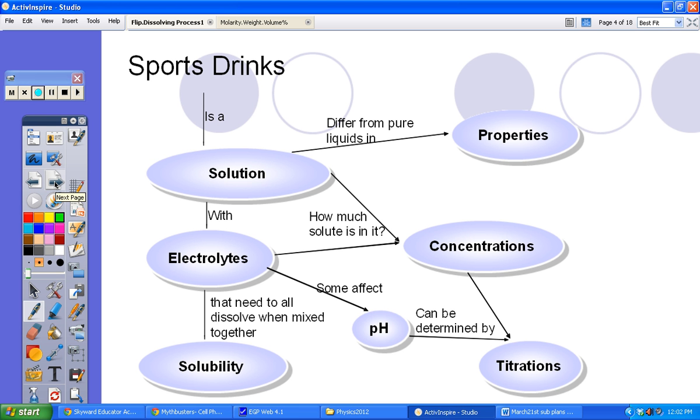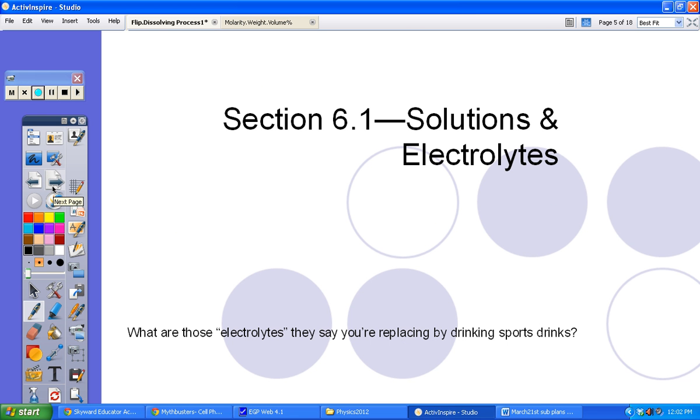Some of the key terms we're going to use are electrolyte. Solutions is where I'm going to start with today. Solubility is something we're going to work on in the lab a lot. We're going to revisit the pH system. And we're going to look at concentrations of liquids, which is probably some of the harder parts of chemistry, determining molarity of solutions, which we'll get to starting today. So here's the first section on solutions and electrolytes.